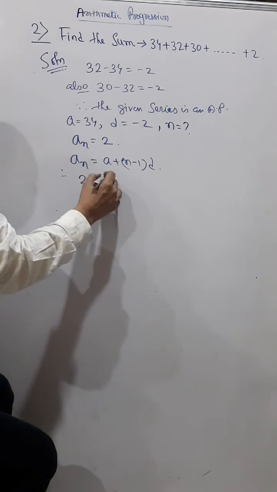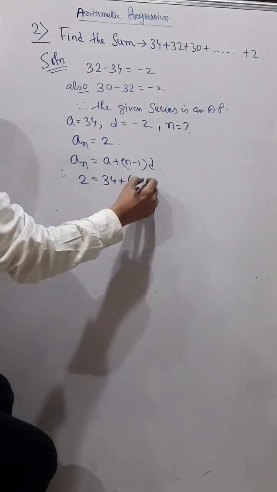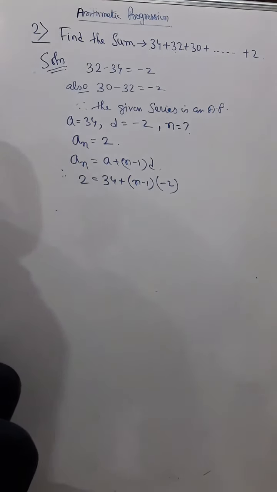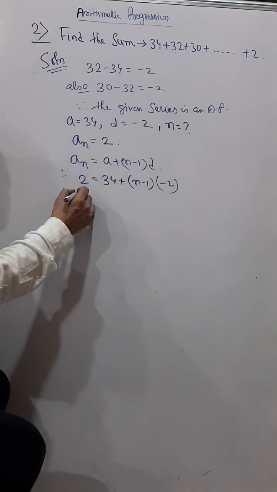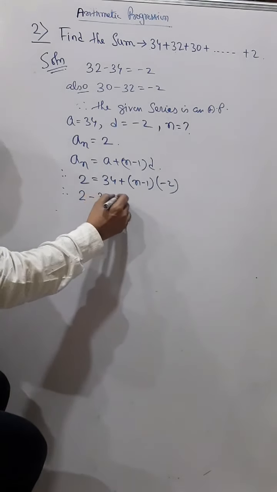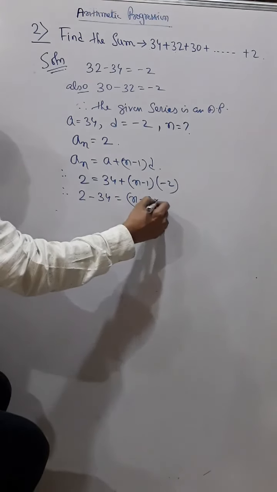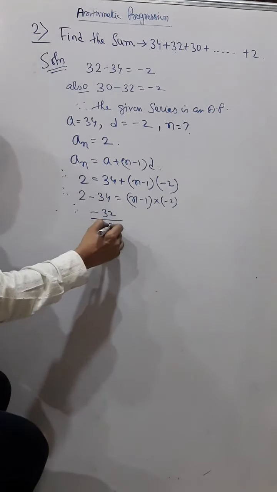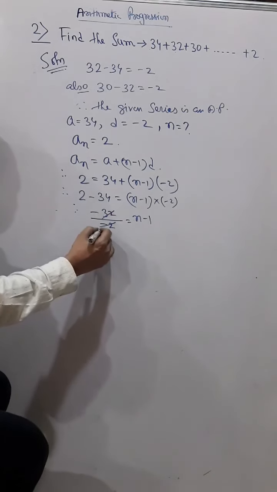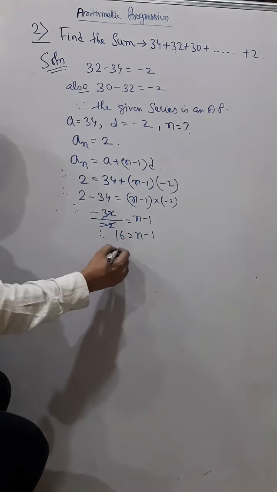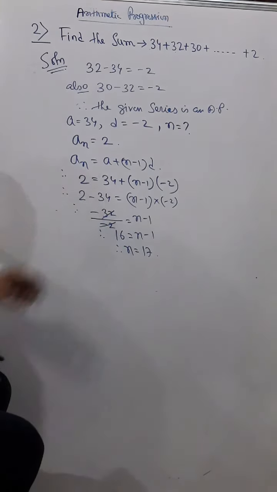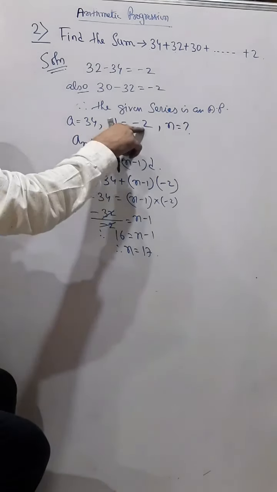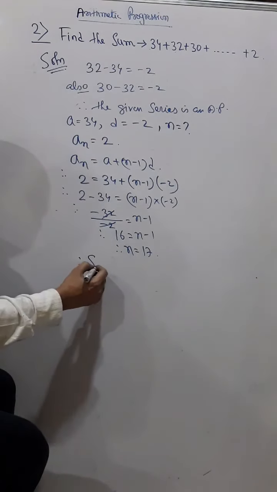So an is 2, the first term is 34, plus (n minus 1) and d is minus 2. So we can say 2 minus 34 is equal to (n minus 1) into minus 2. So we get minus 32, and this minus 2 comes here. Minus 16 is equal to n minus 1... so we get 16 is equal to n minus 1, so n is equal to 17. So now we know there are 17 terms, and we also know the first term and the common difference.